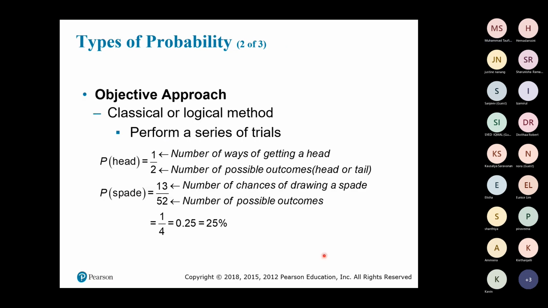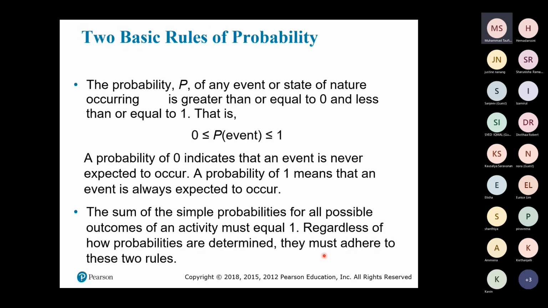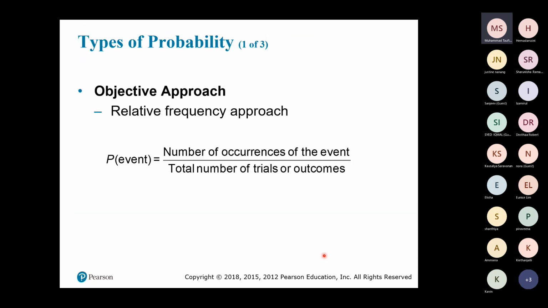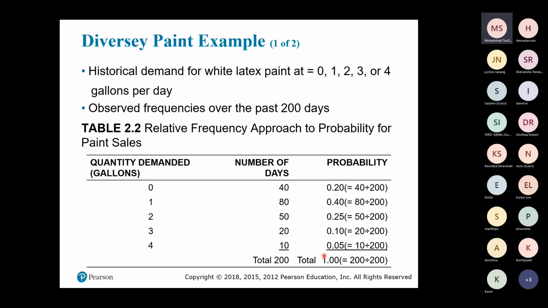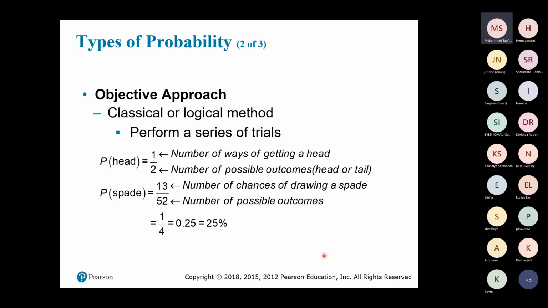All right. So that is the first type of probability, where we calculate the number of frequencies an event happens. We use the frequency of the event happening to calculate the probability. So this is the first type of probability, the objective approach, and this one is relative frequency. And then we have another type, which is the classical or logical approach.